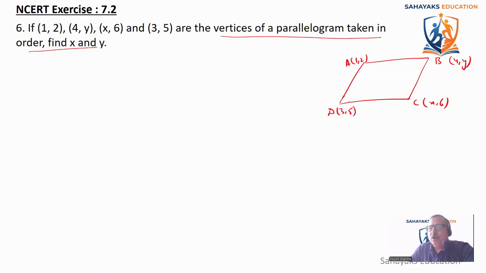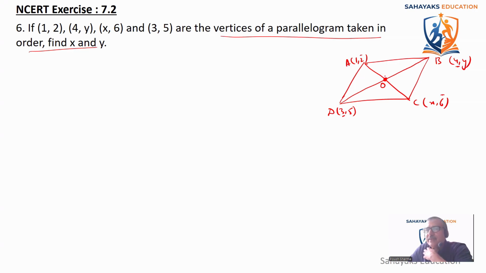Okay. Now, how to find the value of x and y? To find the value of x and y, we are going to use the property of a parallelogram that the diagonals bisect each other. So let's find what is this point. So let's say this point is O. Now, see, we can see that the value of x is given here. So we can find the value of x from here. And the value of y is given here. So we can find the value of y.